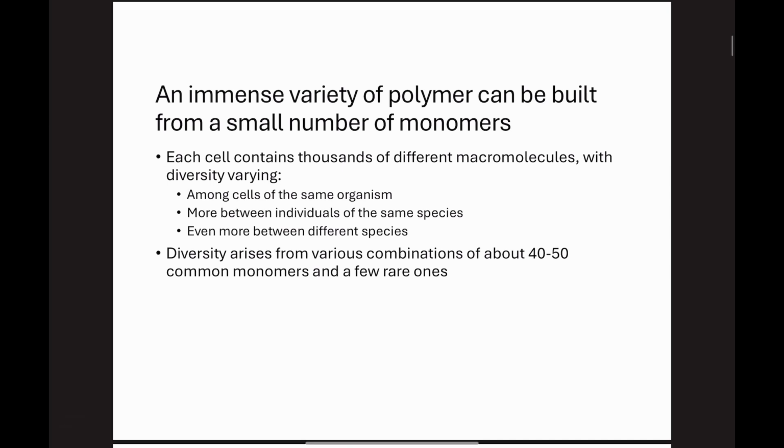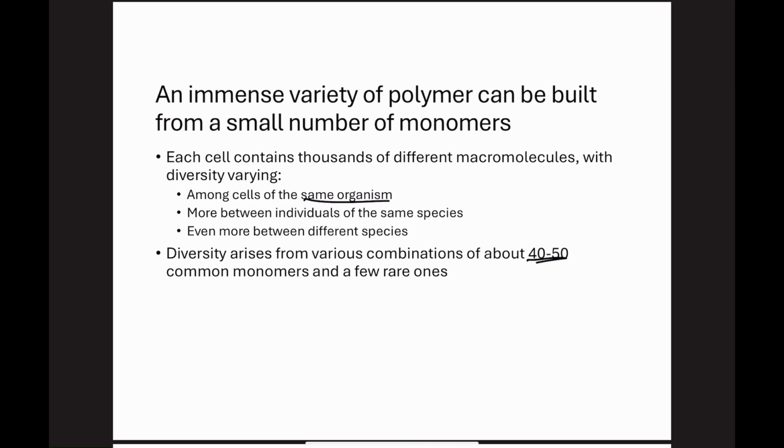So it's important to note that we have a very large variety of polymers, and all of these polymers actually come from only 40 to 50 different monomers. Each cell has thousands of different kinds of macromolecules, and all of these macromolecules have a variety of diversity, and this diversity increases in certain cases. So there is varying diversity of macromolecules among the cells of the same organism, of the same individual.